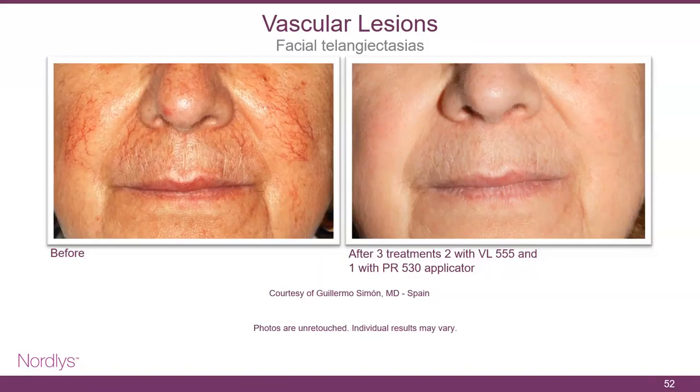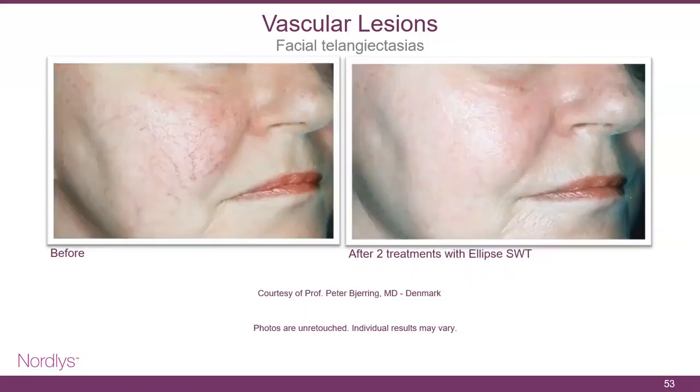Again, combination of using the 555 and the 530, because we have some very superficial vessels here and we've got some slightly deeper vessels here. And if you have both of these handpieces connected to the system, it's very quick and very easy to switch between the two during a single treatment. Two treatments again. So you can see we get significant clearance very, very quickly with this system. We don't need to do 3 or 4 or 5 sessions unless we're looking at generally port wine stains.